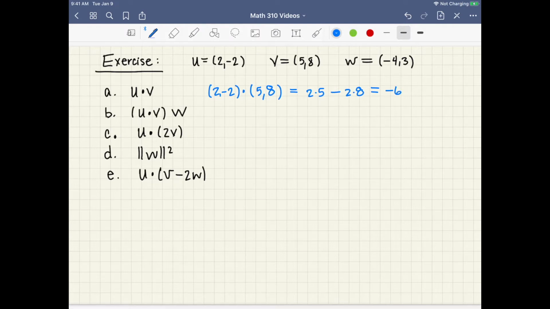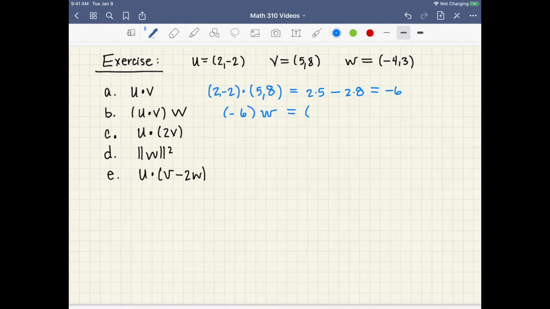Now let's look at b. (u dot v) times w. The first thing I want to point out is that when we do u dot v, as we just did, we get a scalar. So what we're really looking at here is a scalar times a vector. So this is going to be minus 6 as a scalar times the vector w. And so we need to multiply minus 6 times all of the entries of w. So the answer here is not a number, but is a vector.